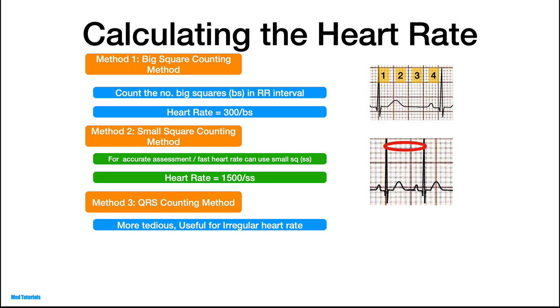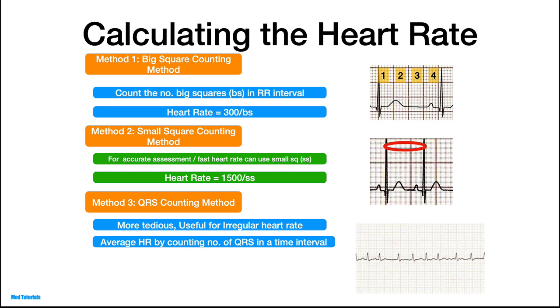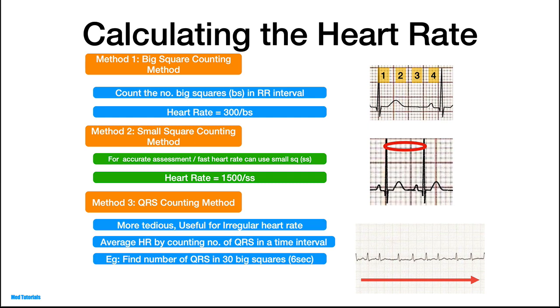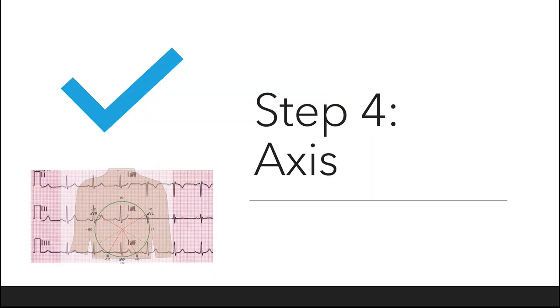So we use the QRS counting method, which is a little more tedious, but it's useful for irregular heart rates. So here the average heart rate is counted. You count the number of QRS complexes in a fixed time interval. For example, you could take 30 big squares, and if you know the calculation, 30 big squares is 6 seconds. So you get the number of QRS complexes in 6 seconds. You multiply that by 10, and you're going to get 60 seconds, 1 minute, and you're going to get the heart rate.